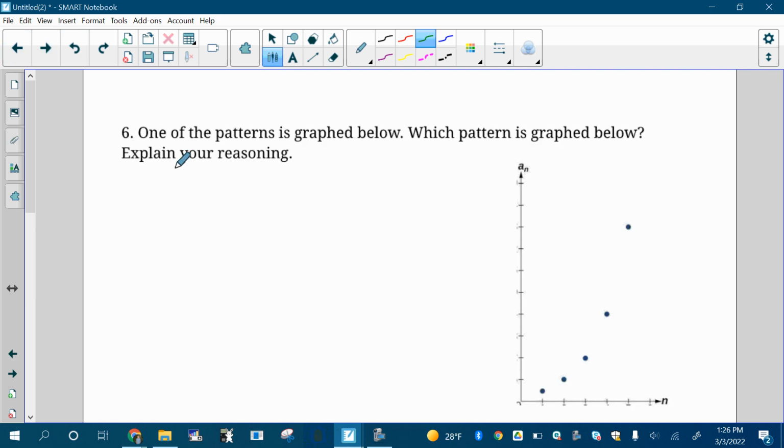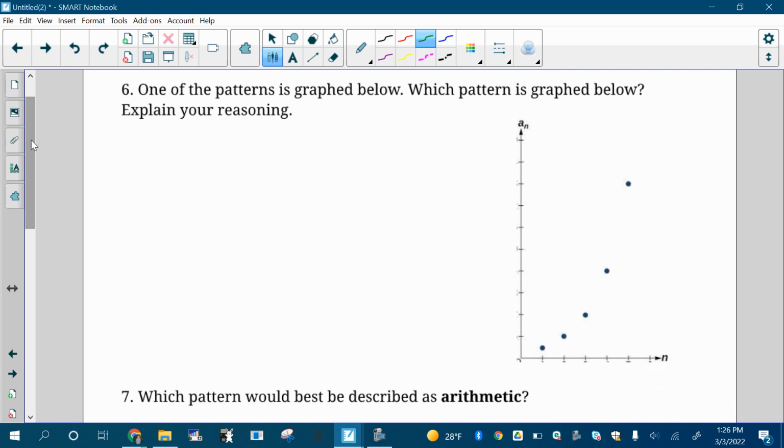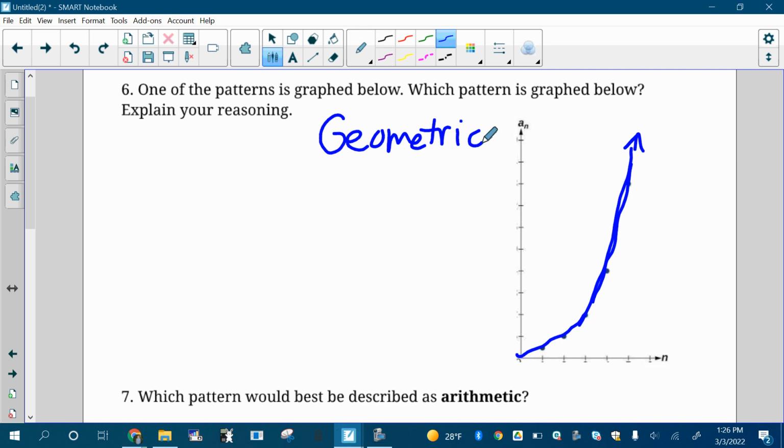All right. Now there's a couple more questions here that are just kind of general questions, not about the rug design. This one says, one of the patterns is graphed below. Which pattern is graphed? Now, if you look at this graph, the type of graph it is, well, it's not a line, it's exponential. And if you have a graph that's exponential, that means it came from a geometric sequence. Why? Because geometric is the one with exponents. Think about that explicit formula. It has exponents in it. So the sequence is going to look exponential when you graph it. That's exponential growth in this case.